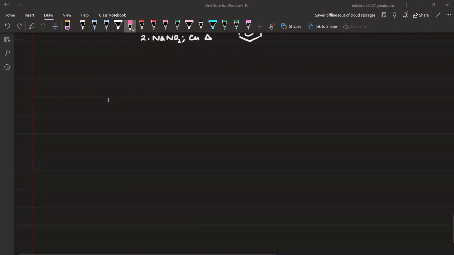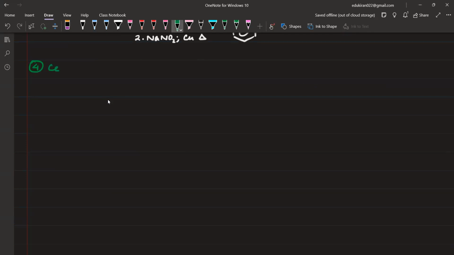Right, next. Only two more reactions of diazonium are left. They are known as coupling reactions. The fourth type of reaction that we have for diazonium salt is known as coupling reaction. Now, in this, you react the diazonium salt.